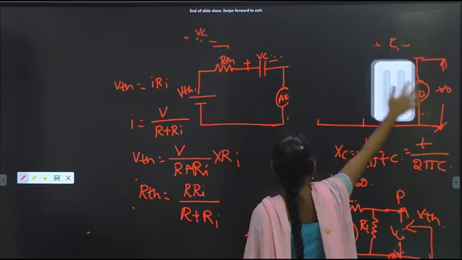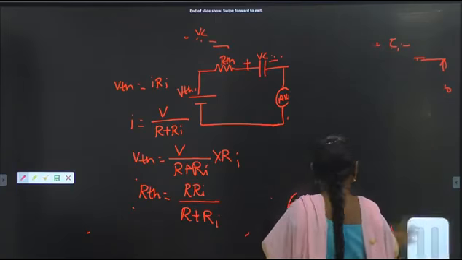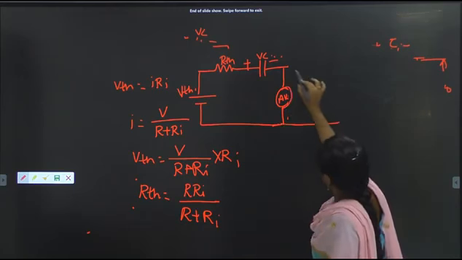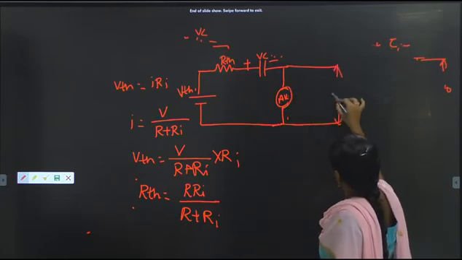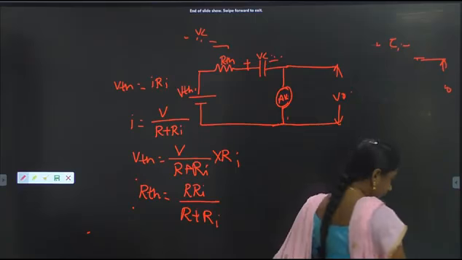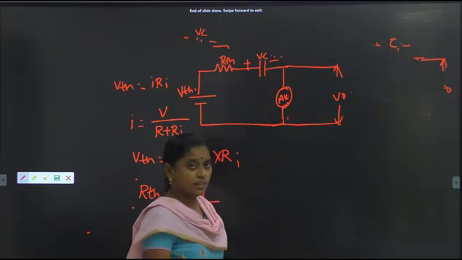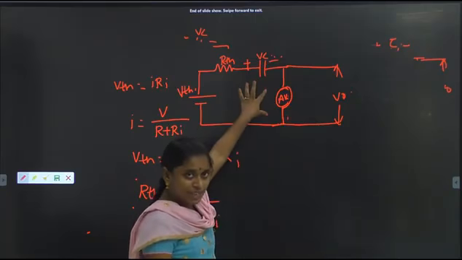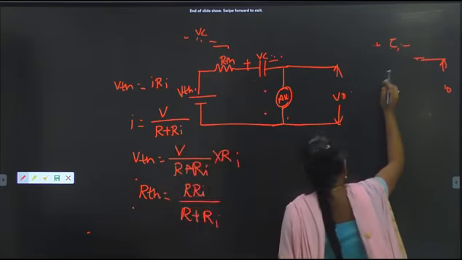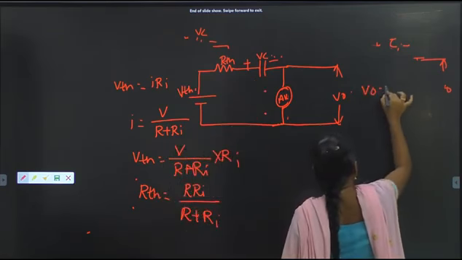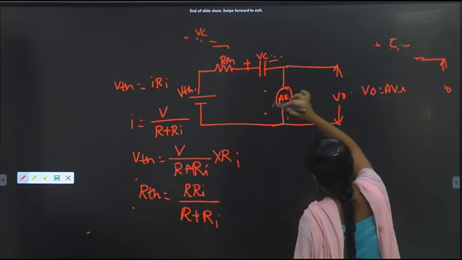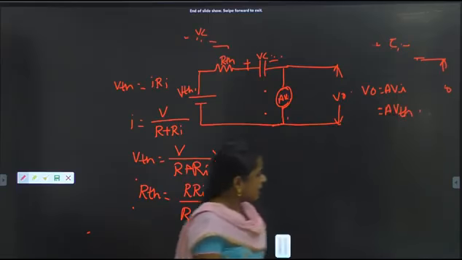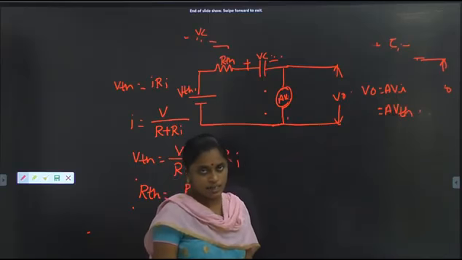and V naught. What is the V naught? Where do we have to take the V naught? So that is V naught is equal to A into Vi. So we have to replace like this. V naught is equal to A into Vi, and Vi is nothing but V Thevenin, A into V Thevenin, and that can be represented like this.